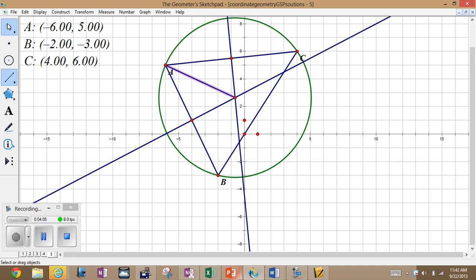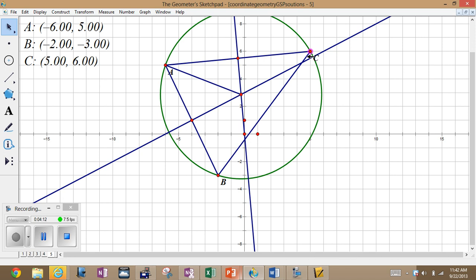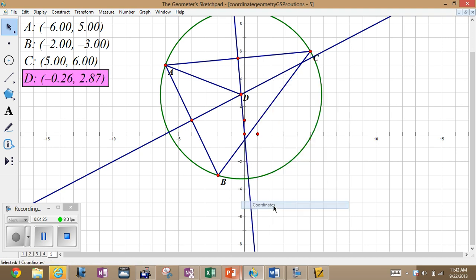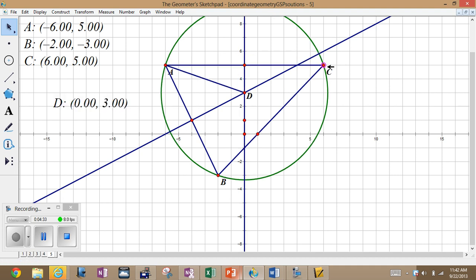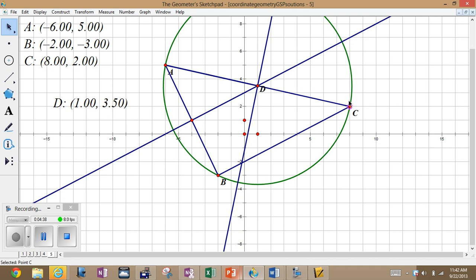Now, for certain types of triangles, what we'll notice is that there's convenient locations for where that point is. This is what's called the circumcenter. This point here, which is the center of the circumscribed circle. So that point D is the circumcenter. Now, when the triangle is a right triangle, so I'm going to make a right triangle out of this. There we go. We got a right triangle here, with a right angle at B.